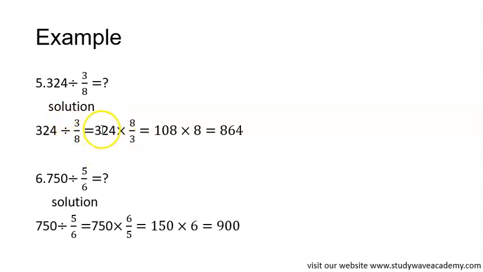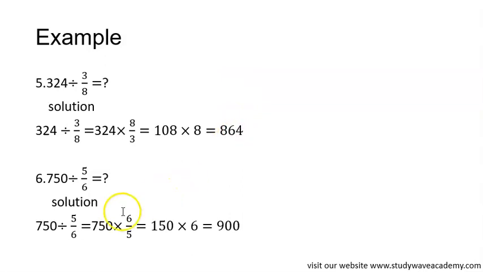So we have 324 times 8 over 3. Can 3 go into 324? Let's think. Yes, it can. So 3 in 324 is going to give us 108. So we have 108 times 8. When we multiply it, we are going to have 864. So 324 divided by 3 over 8, our answer is 864. Do we understand?